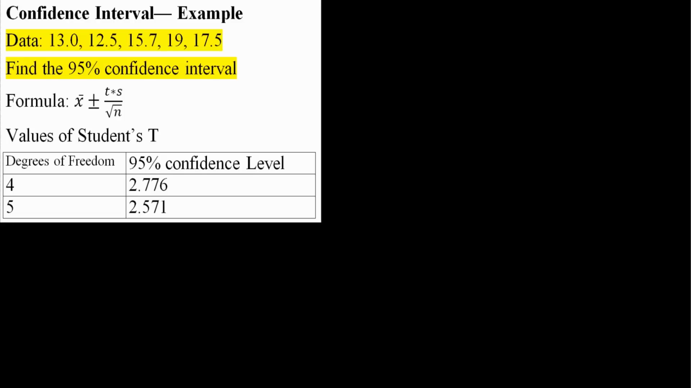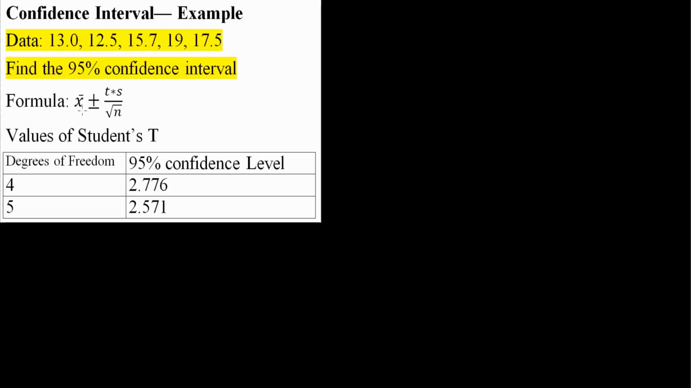In this video, we will solve this confidence interval problem by hand. So we want to find the 95% confidence interval for this data set right here. So let's get started. We have the formula: the average plus or minus the t-interval times standard deviation divided by the square root of n, where n is the number of terms we have.